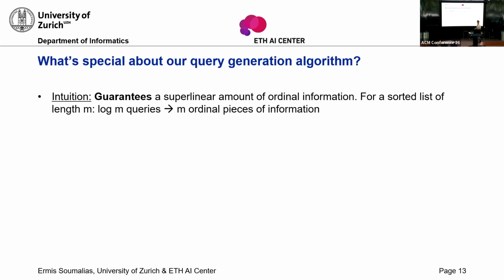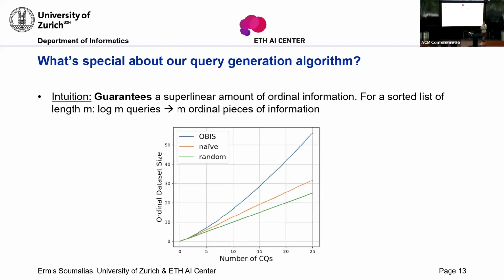If you want an intuition of why this algorithm is a good idea, it guarantees a superlinear amount of ordinal information. Let's say at some point the list has a length of n. Then by asking log n queries, we can insert one more element into it, and we get n pieces of ordinal information back. And actually, this is just a worst case scenario. But if we test the empirical performance of different algorithms with respect to this objective, it outperforms everything else we tested by quite a significant margin.